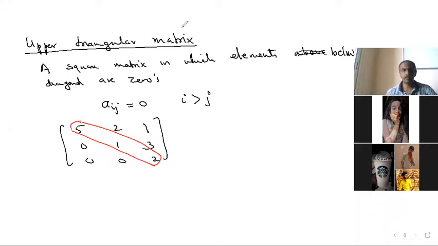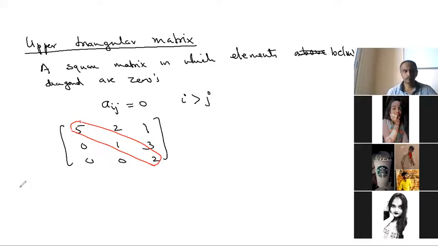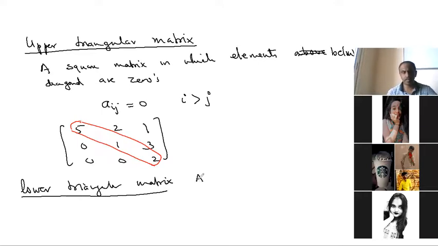What will be the lower triangular matrix? Aij is equal to 0 when i is less than j. Lower triangular matrix: A equal to Aij. It should be m by m, that means the number of rows and the number of columns should be equal. And Aij should be 0 if i is less than j, or j is greater than i.